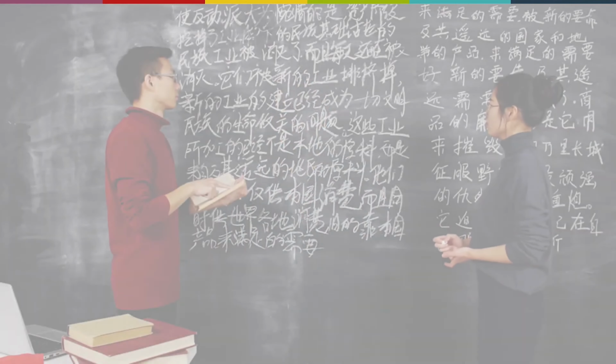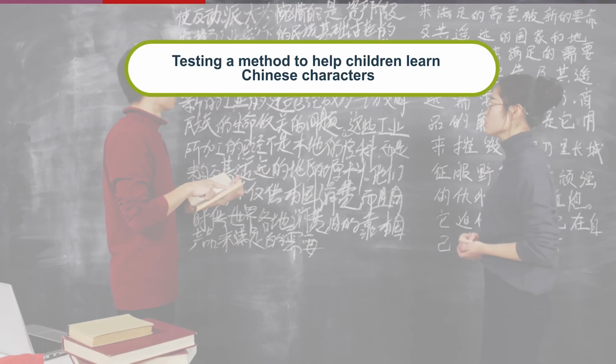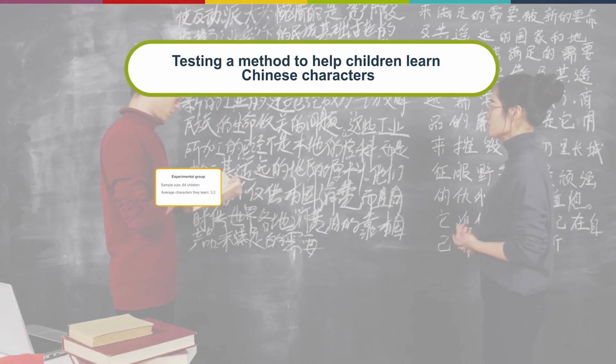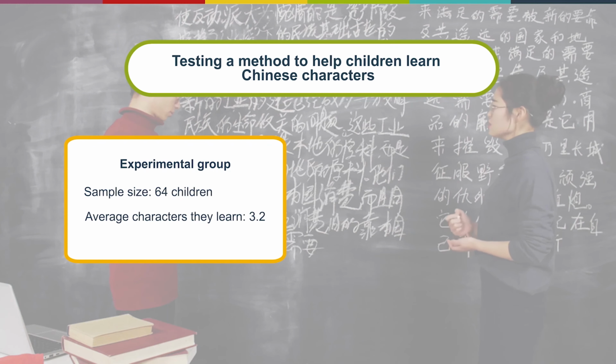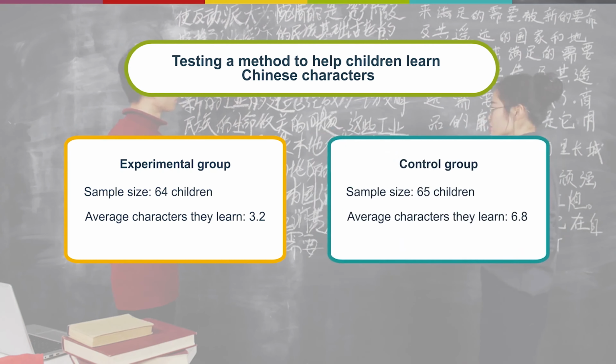Okay, let's see a more concrete example and see how our understanding of the quantitative and qualitative approaches can be used to analyze a study. In this example, Professor Smart is testing a method to help children learn Chinese characters. 64 children in the experimental group received this method. On average, they learned 3.2 characters. However, the 65 children in the control group learned 6.8 characters.